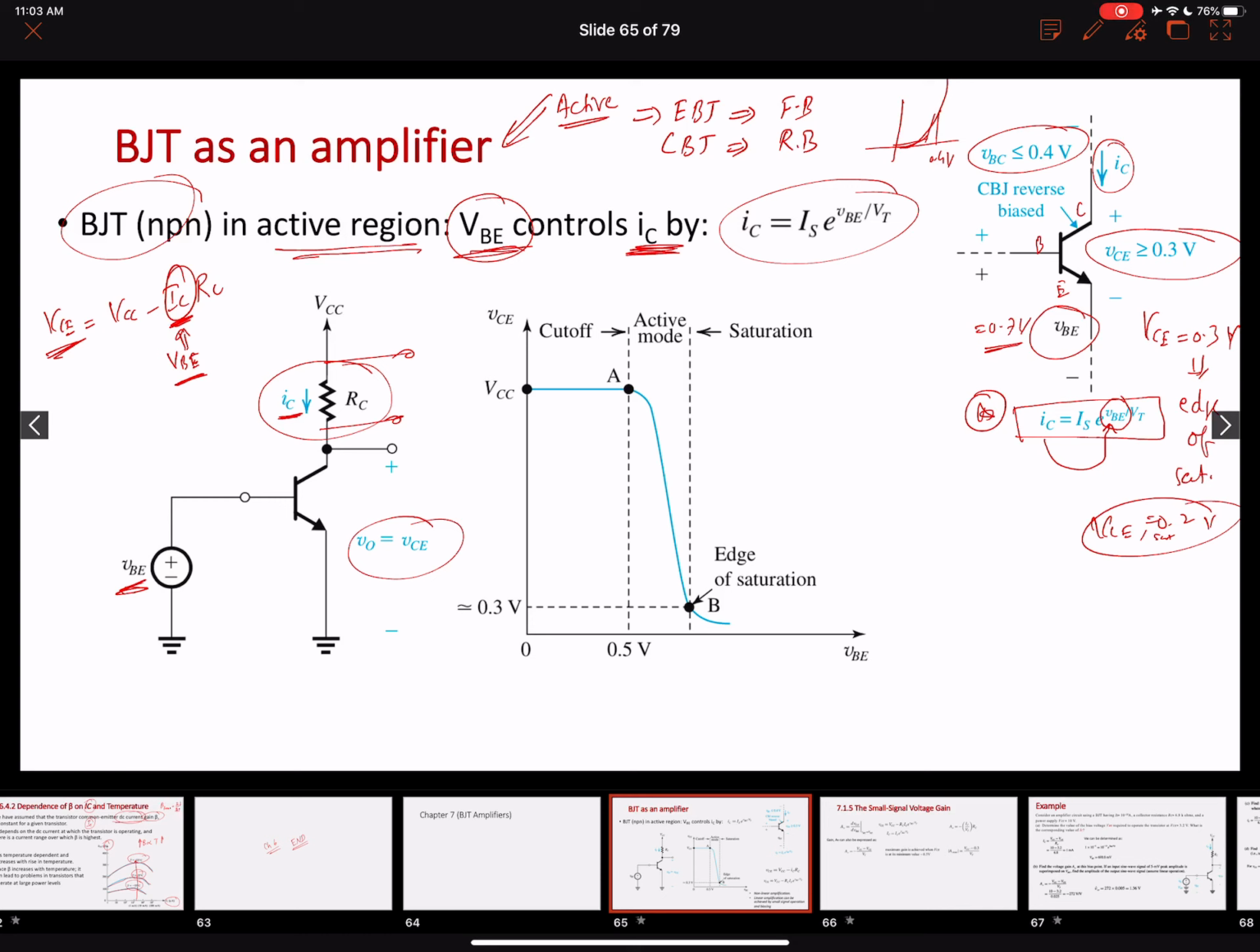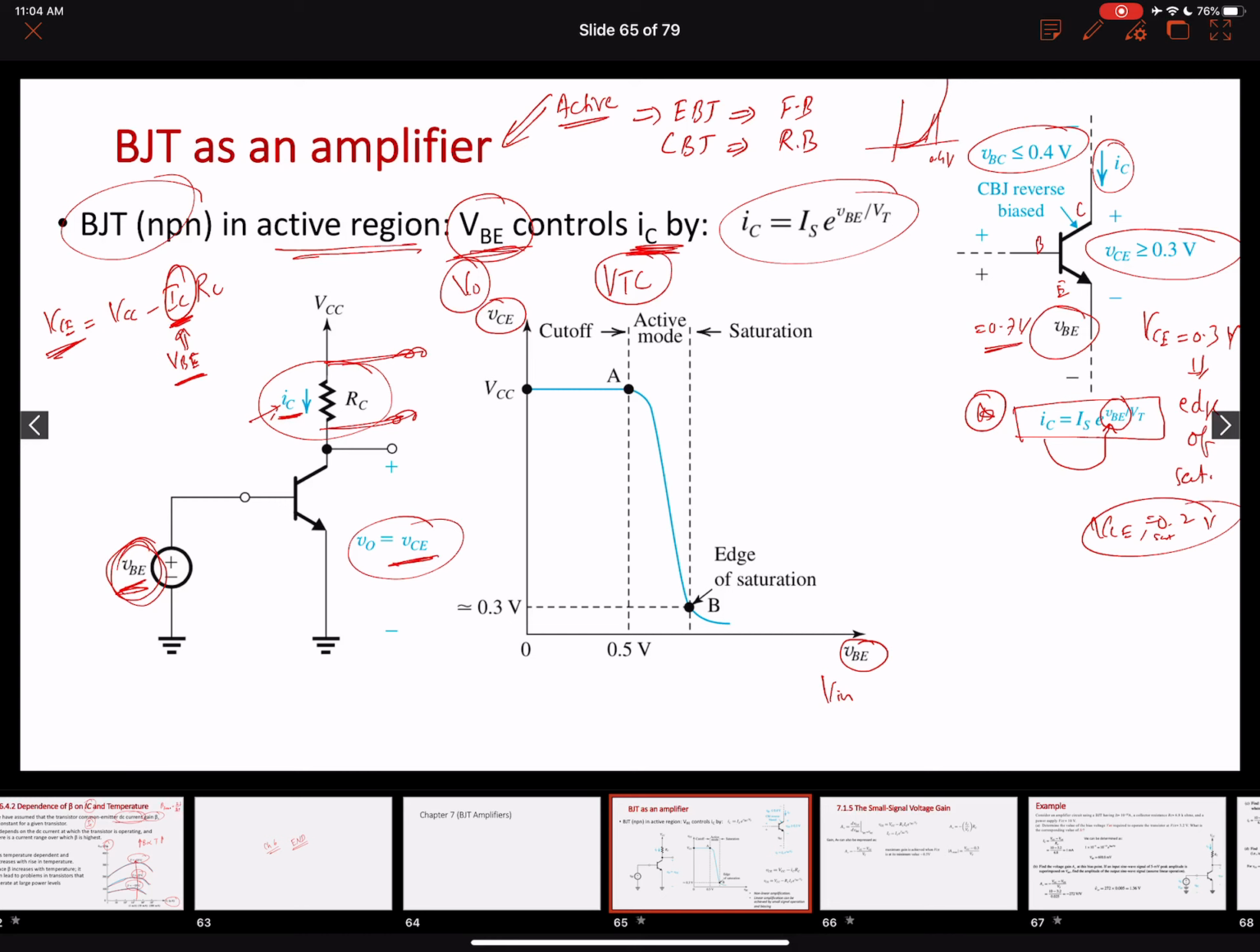Now let's look at the second plot here. This is our VTC, voltage transfer characteristics. On the x-axis we have the input voltage, VBE, and this is your output voltage, VCE. Any changes in VBE will be reflected in changes in the current and corresponding changes in the product ICRC, so our output will change. So input is VBE, output is VCE.